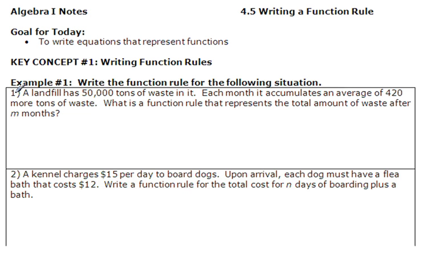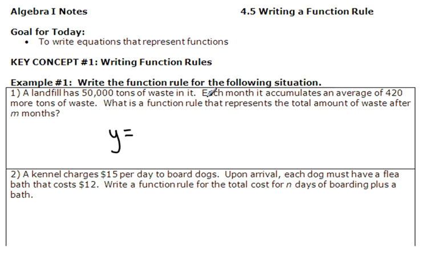So number 1 says a landfill has 50,000 tons of waste in it. Each month, it accumulates an average of 420 more tons of waste. What is a function rule that represents the total amount of waste after M months? So when we write our function rule, we always have a total. Our total is unknown. We usually represent the total with the value Y. It's like our output. That's our Y value.